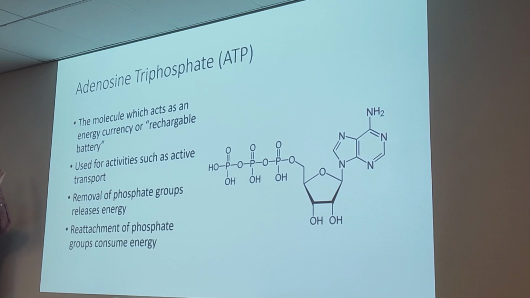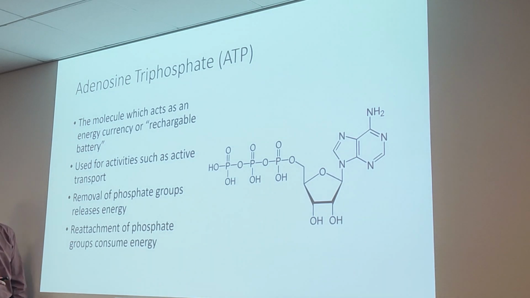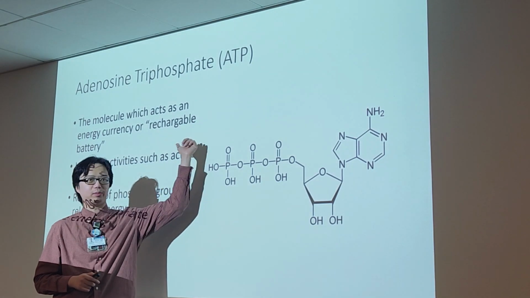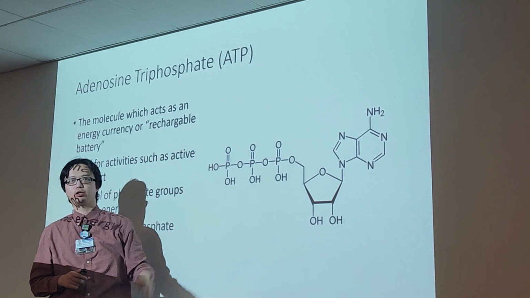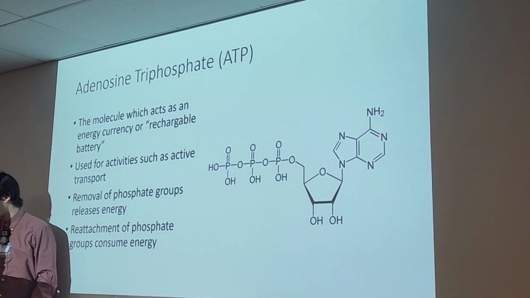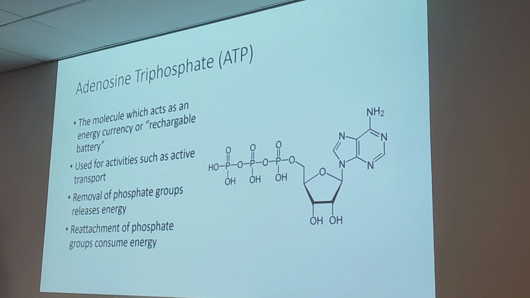So ATP is our energy currency, our energy molecule that mitochondria deals with. You pop off a molecule, it gives you energy, you stick the molecule back on, it stores energy. Nice and easy.